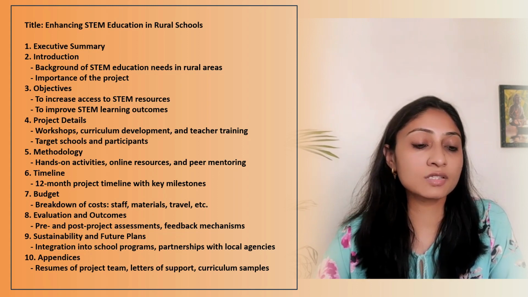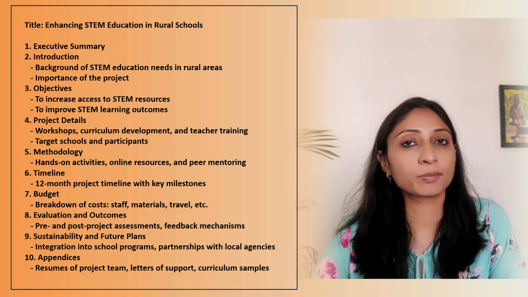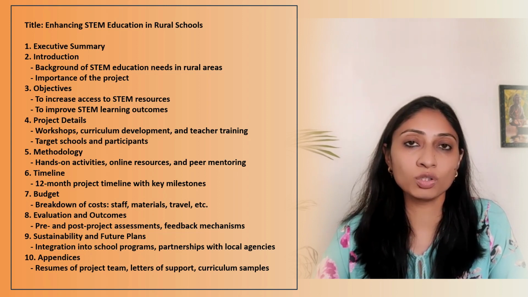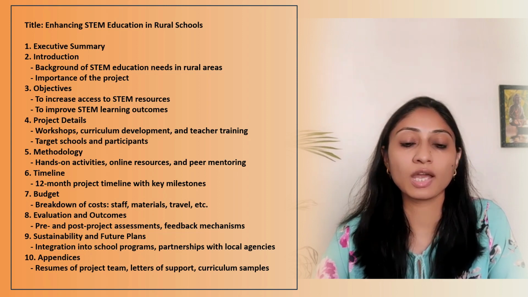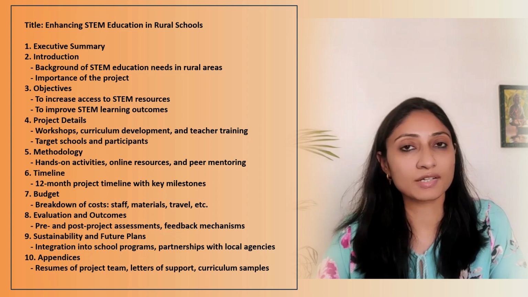And then appendices, resumes of project team. Whoever is going to work in the project, you need to give their resumes, then letters of support, that means letters of recommendation, and curriculum samples. So these are the additional details which you need to provide in the appendices. So this is all about how to write an effective research proposal.